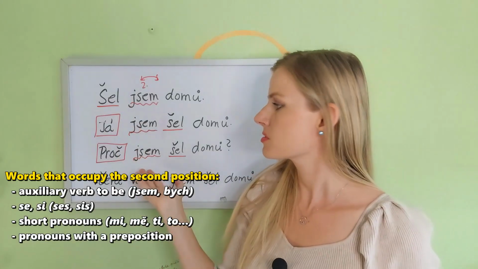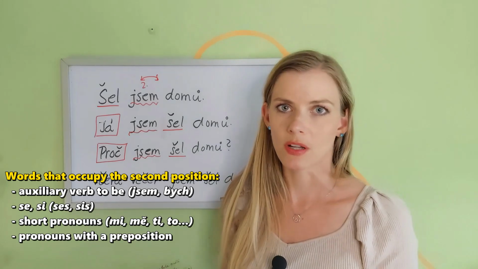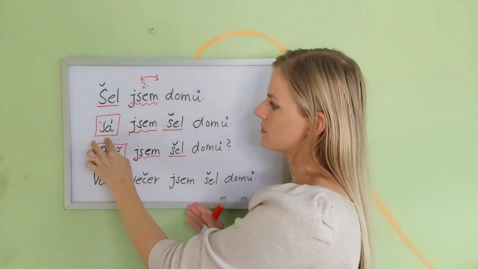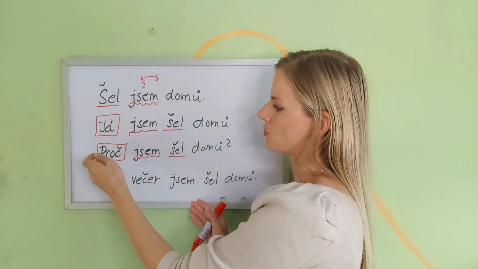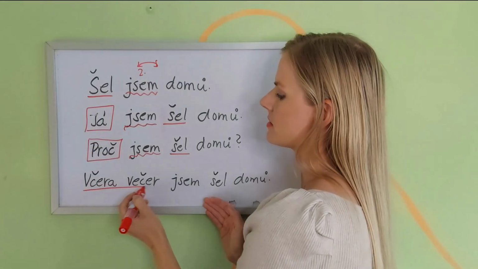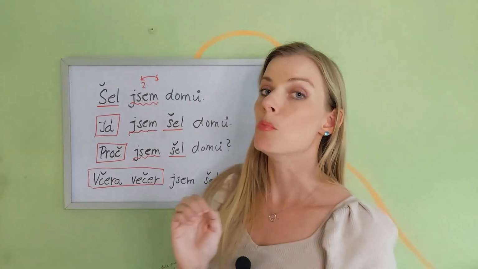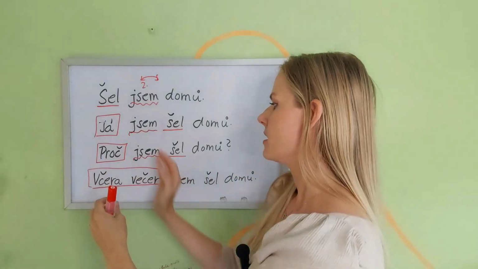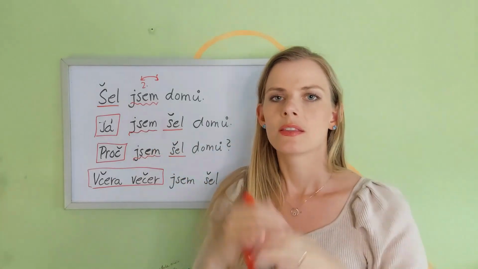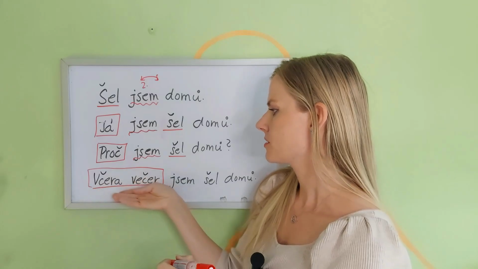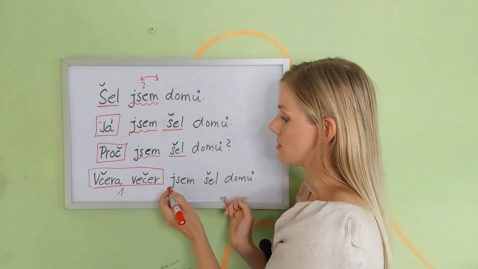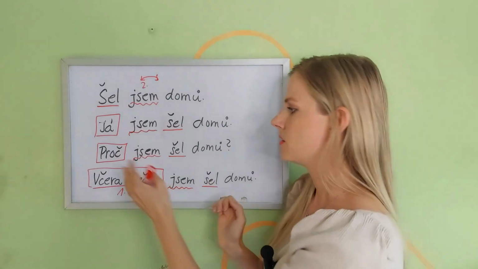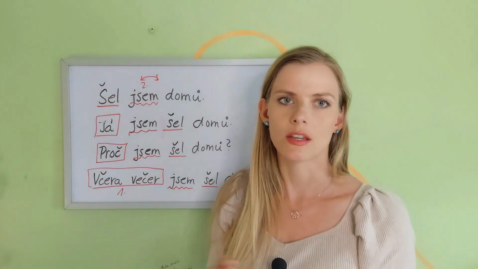These sentences are still easy. There are not too many components, so it's not too complicated. All you need to remember is that if there is something in the first position, já, proč, or včera večer, it doesn't have to be only one word. I said the word component. It's like a phrase that stays together. Včera večer means yesterday night. We cannot separate these. They are one unit, so they will be counted as the first position. The second position is reserved for the auxiliary verb, and then the main verb will be after. Včera večer jsem šel domů. Last night I went home.